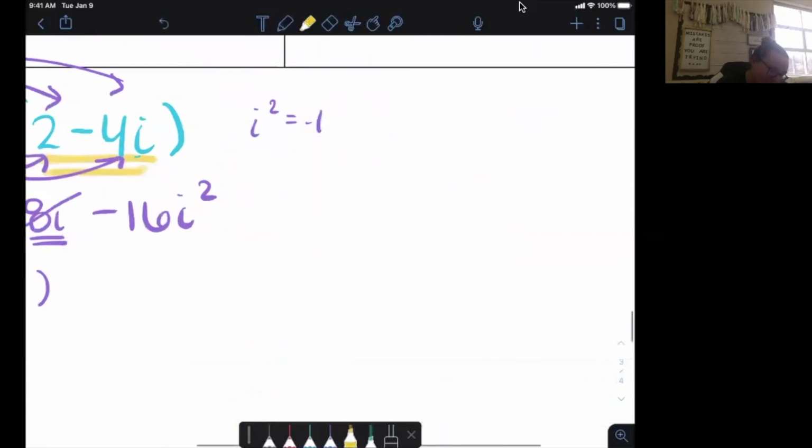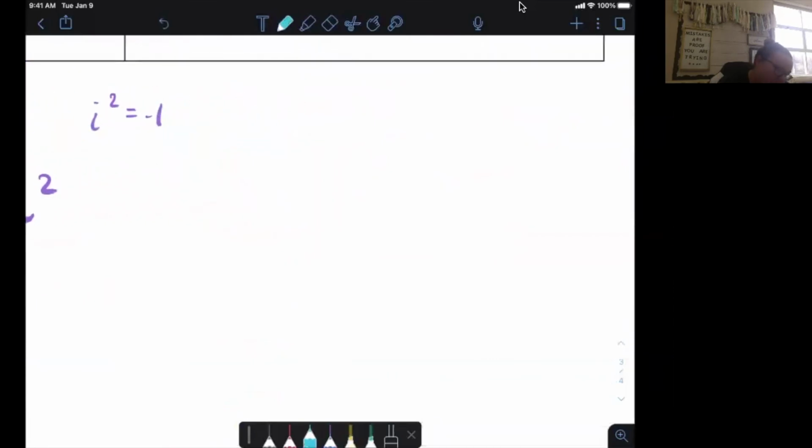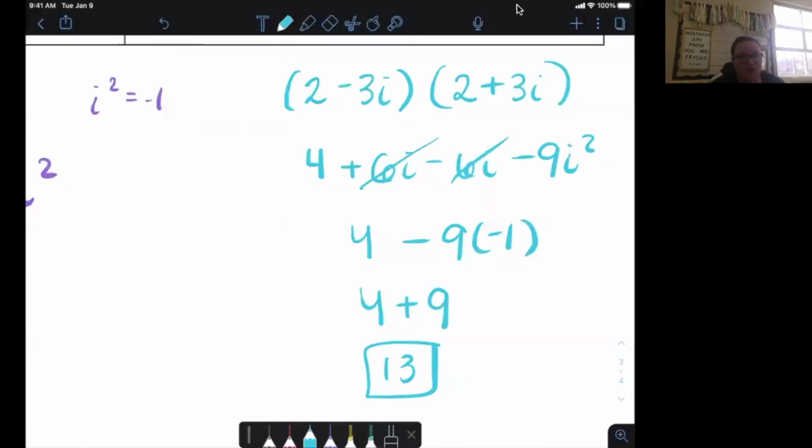Let's do that one more time. Let's try 2 minus 3i times its conjugate, 2 plus 3i. Multiply that one for me real quick and tell me what you get. Press pause and then press play when you're ready to check your work. So I ended up with 13. I got 4 plus 6i minus 9i squared, which is 4 minus 9 times negative 1. 4 plus 9 is 13.